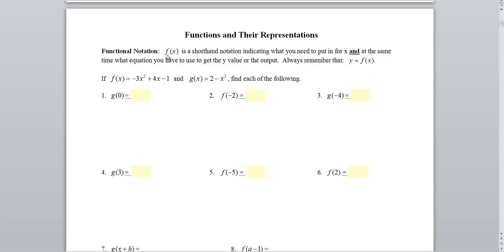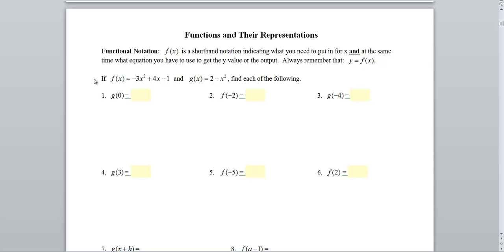Now this is read f of x. I could have h of x, m of x, and it's all functional notation. It tells me the equation I have to go to, and when I get there, what I need to put in for my variable. Another thing you need to remember is that y equals f of x. They're interchangeable. They're the exact same thing.